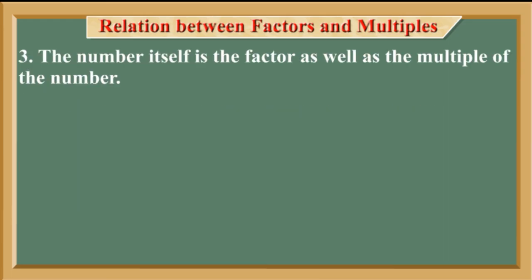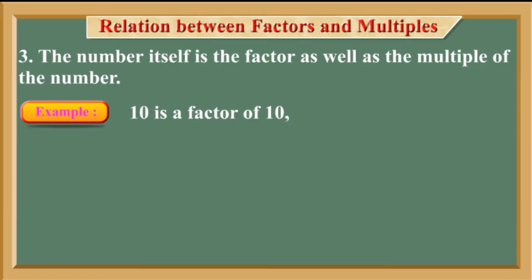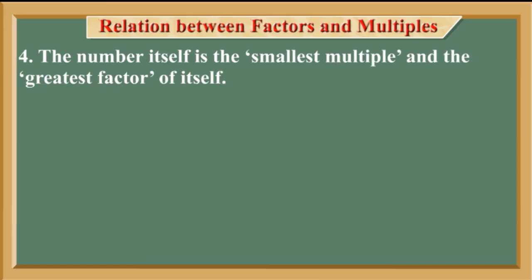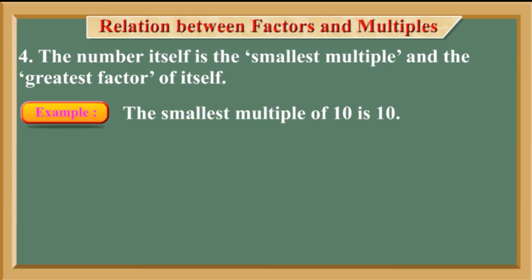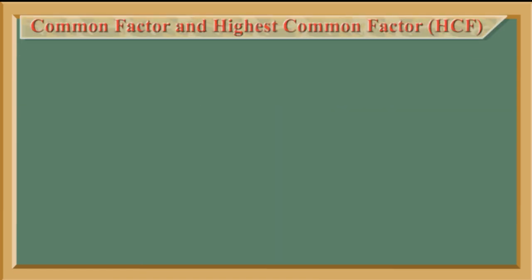Third, the number itself is the factor as well as the multiple of the number. Example, 10 is a factor of 10, 10 is also a multiple of 10. Fourth, the number itself is the smallest multiple and the greatest factor of itself. Example, the smallest multiple of 10 is 10, the greatest factor of 10 is 10.